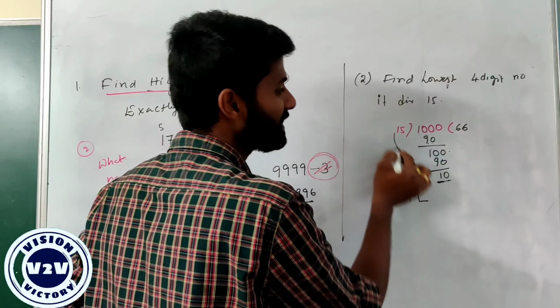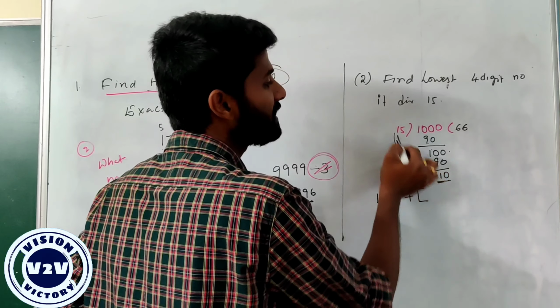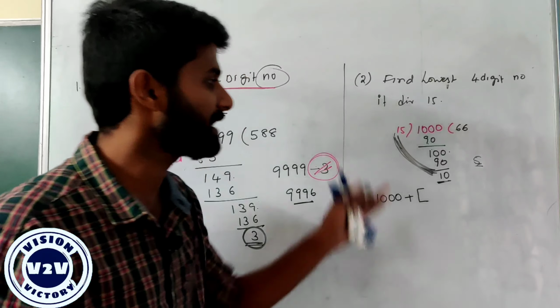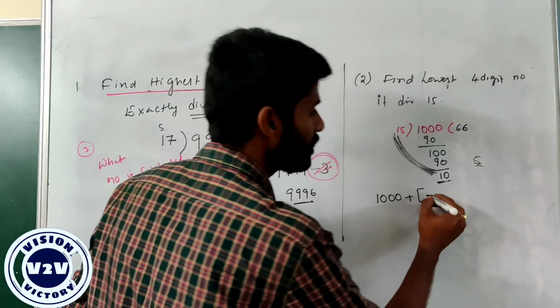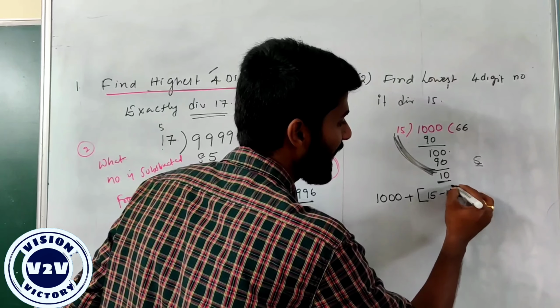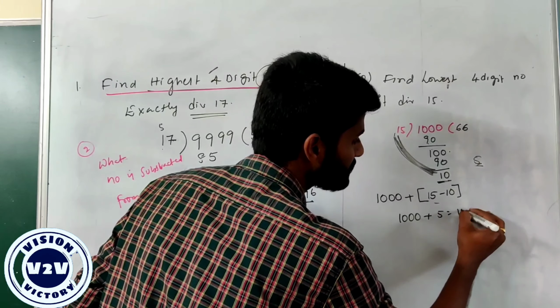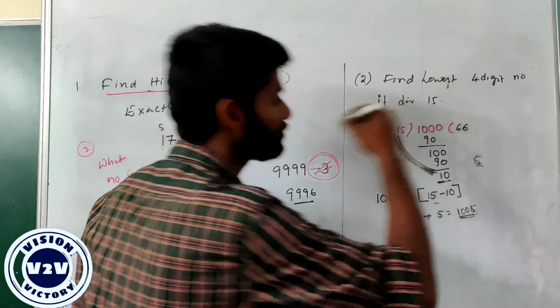That's why, if we want the lowest number, 1000 plus the difference between the divisor and remainder should be added. Why? Because there is a common factor. The common factor for 15 and 10 is 5, because we get 5 as the remainder. That's why we should add that difference. The answer becomes 1000 plus 5. The value 1005 is exactly divisible by 15.